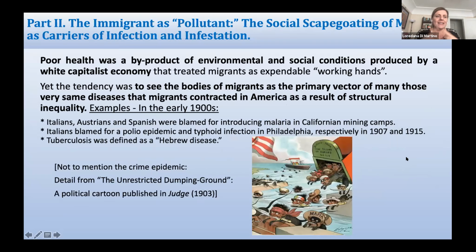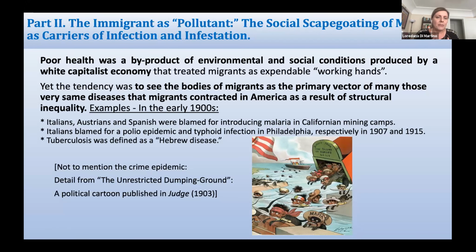So you can essentially see how the literature helps us. Environmental history is doing a lot to recollect these experiences and to show how poor health was essentially then, as it is now, a lot of times a byproduct of environmental and social conditions produced by a white capitalist economy that tends to treat migrants as expendable working hands. Yet the tendency is to see the bodies of migrants as the primary vector of many of those very same diseases that they contract in America as a result of structural inequality.